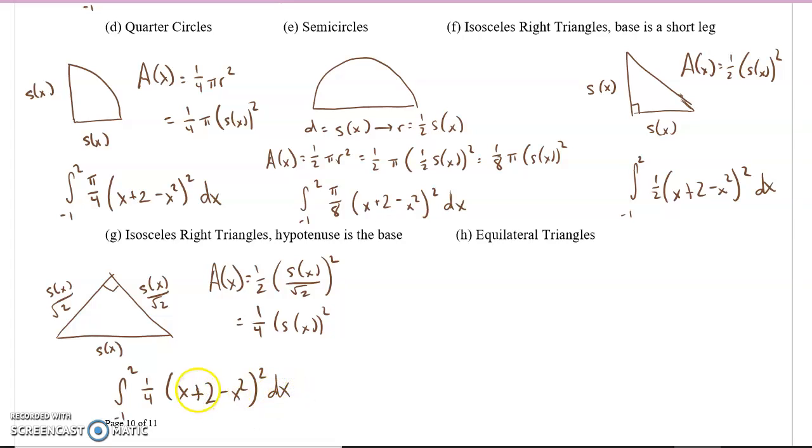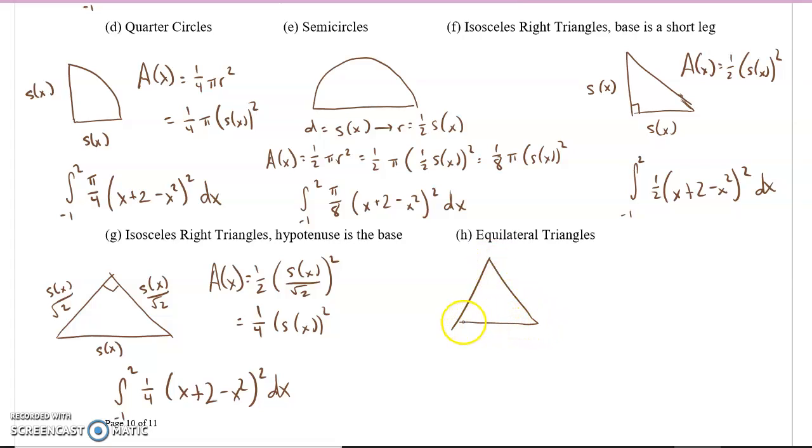Okay, and again, we're seeing that x plus 2 minus x squared squared show up in all but that second integral. And again, the reason that second integral didn't have the squared here is because one of our 2 dimensions was a constant. All right, last one, equilateral triangle.